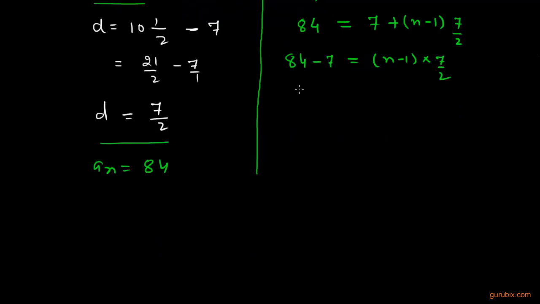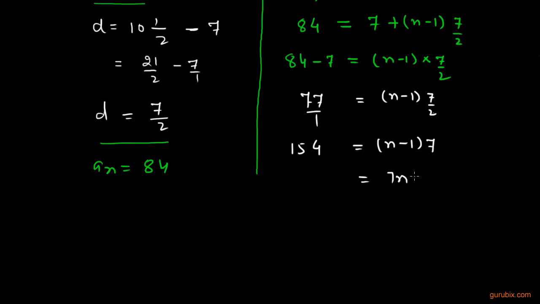So if we subtract 7 from 84, we get 77, and here is n minus 1 into 7 over 2. And now we shall multiply this 2 with this 77. This means we shall cross multiply these numbers. This means 154 equals n minus 1 into 7. This is 7n minus 7, and this is 154.